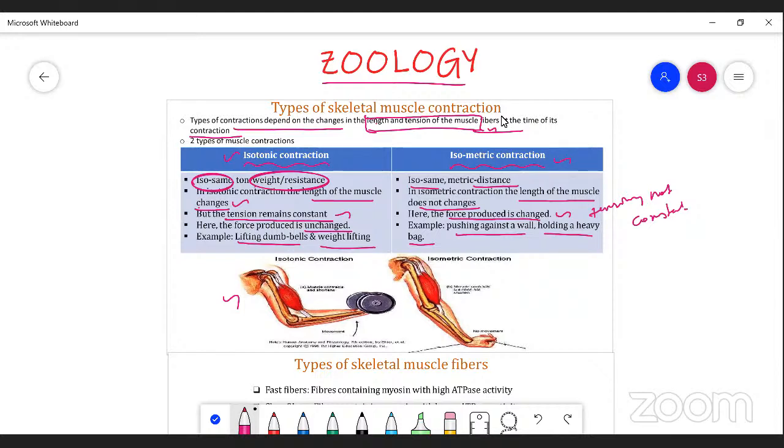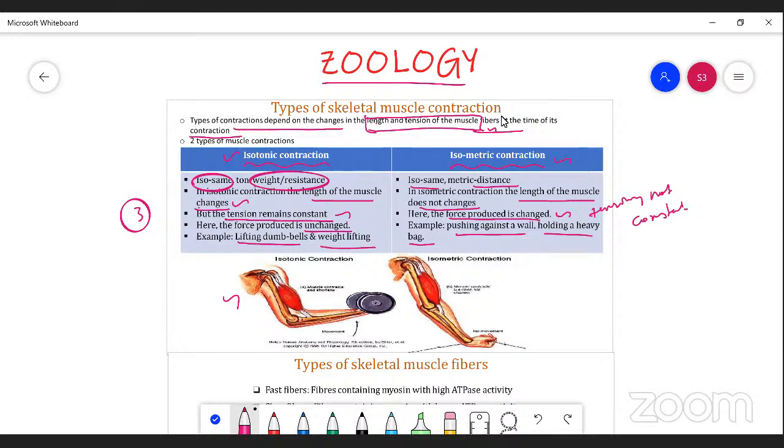It is one of the 3 mark questions: differentiate between the isotonic contraction and the isometric contraction. Do you understand? Based on the length of the muscle fibers as well as the tension of the muscle fibers, we are classifying the muscle contraction into two types, isotonic and isometric. Isotonic example: lifting the dumbbells as well as weight lifting. Isometric example: pushing against a wall as well as holding a heavy bag or heavy things in the hand.